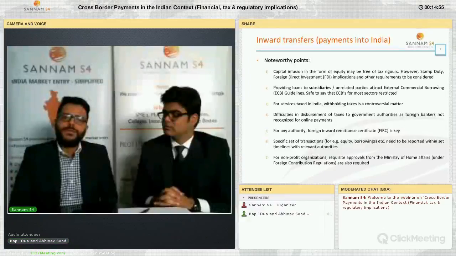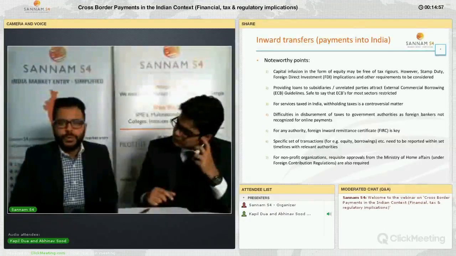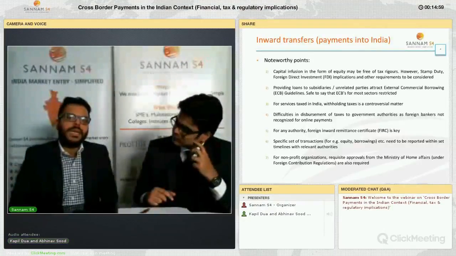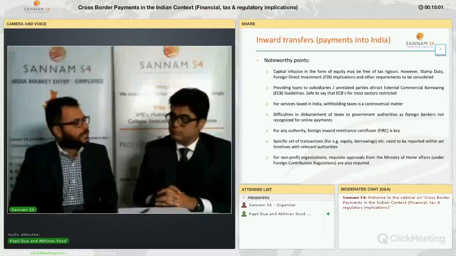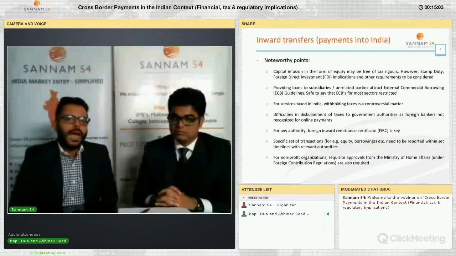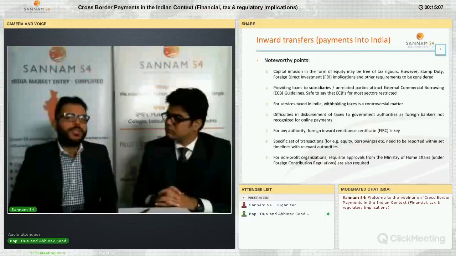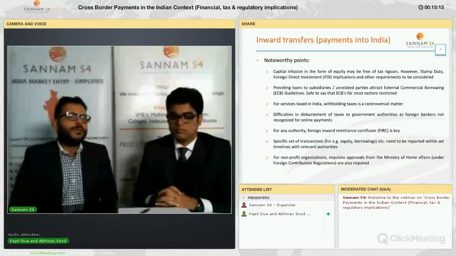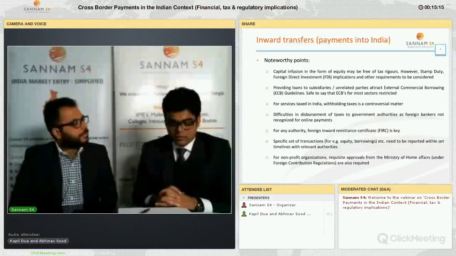There are some ways to get out of that, but it's very complicated because you need the interbank, the two banks, to prove that the money has actually landed in India in foreign currency. Also for capital inclusion, for example, the Reserve Bank of India needs, from a primary exchange point of view, that the money arrived from overseas in foreign currency.